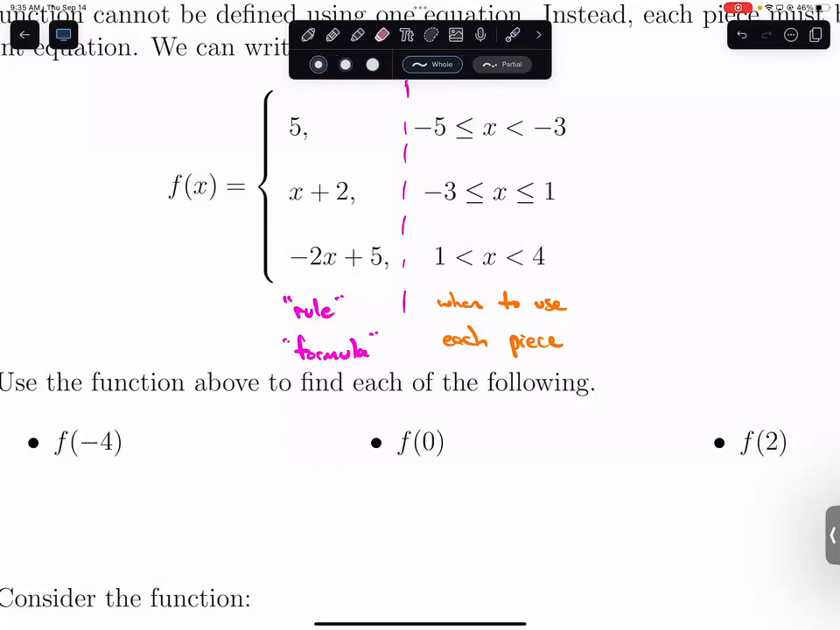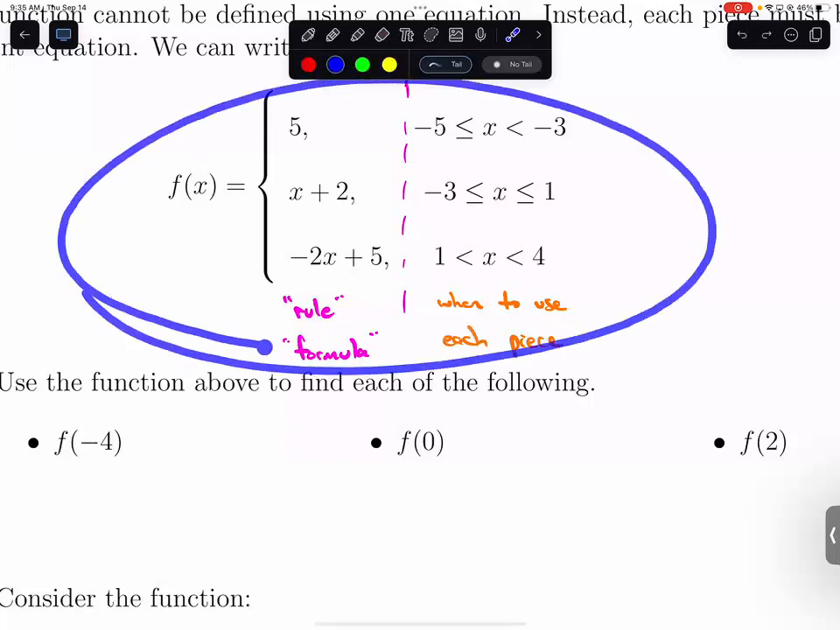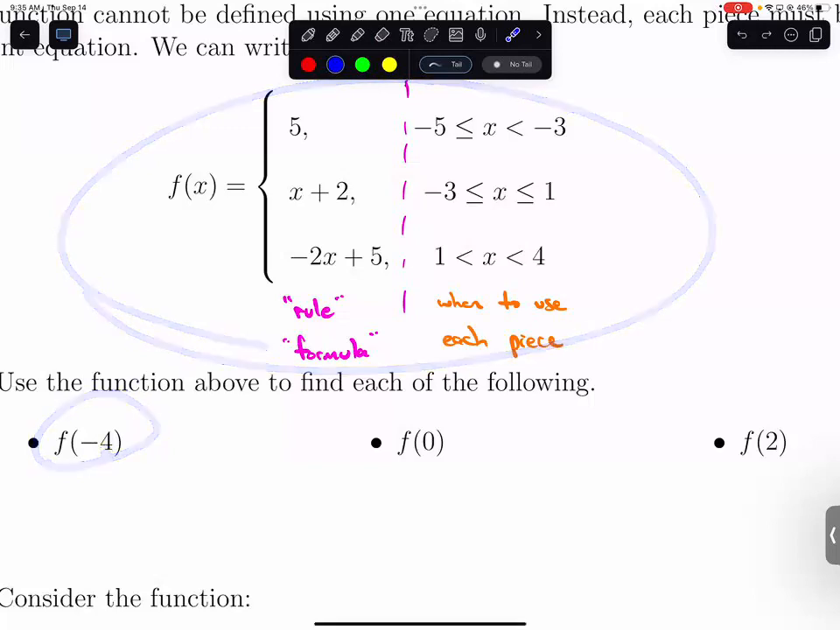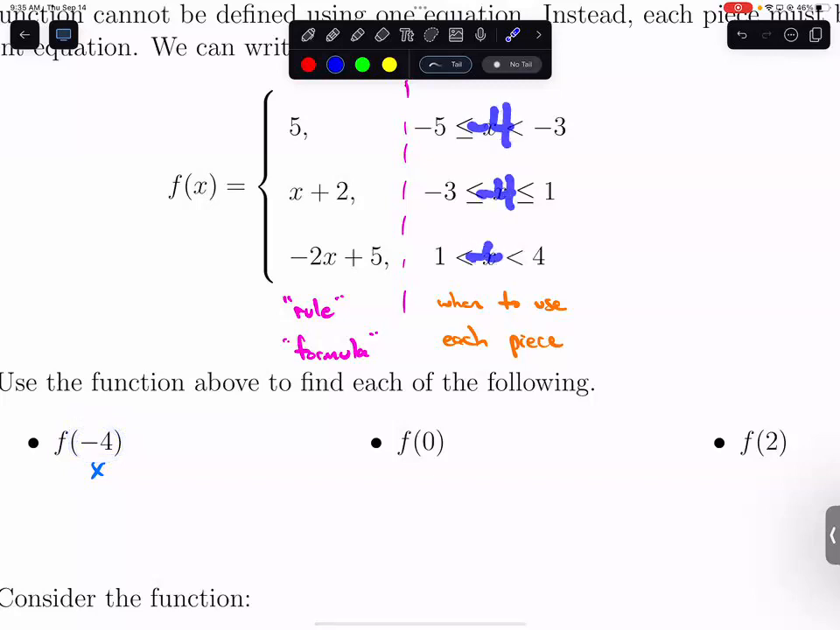All right, so how do we use this to evaluate, to plug in, to find f of -4? That's an x value, right? So if that's the x value, the first question is, which of these pieces do I use to plug in? The way you decide that, if I take -4 and plug it into those inequalities, one of them is going to be true, the other 2 are not.